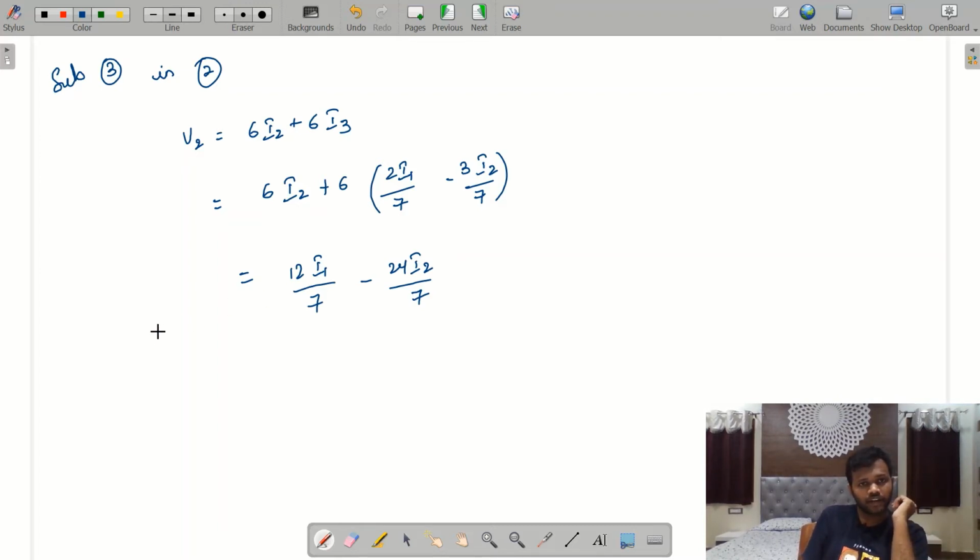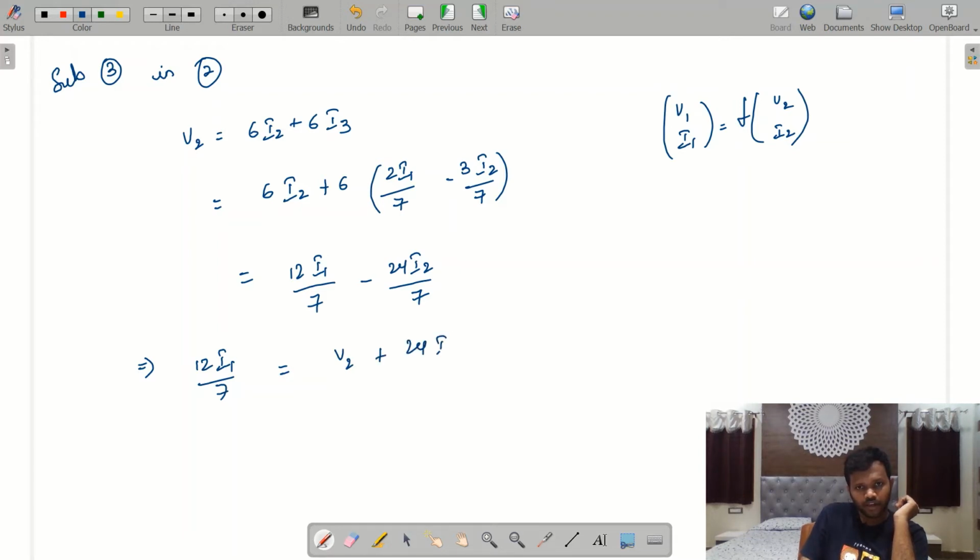Right, but I need to write V1 I1 as a function of V2 I2 again. So we have to write I1 on the left hand side and V2 and I2 on the right hand side. So 12 I1 by 7 equal to V2 plus 24 I2 by 7. If you further reduce it, I1 equal to 7 V2 by 12 plus 2 I2. Right, is it correct?